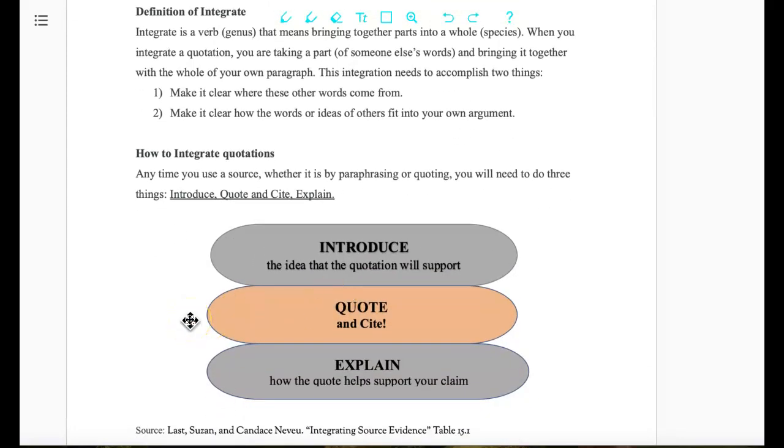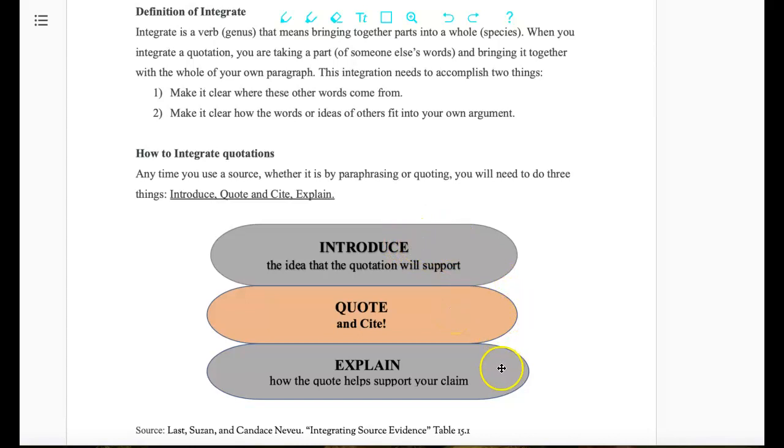Anytime you use a source, whether it is by paraphrasing or quoting, you will need to do three things. Let's think of it as a sandwich. You need to introduce, you need to quote and cite, and then you need to explain. This basic format is what's asked of you by all teachers, whether you're in 9th grade, 10th, 11th, 12th, or even beyond if you go to college. Some people call this the quotation sandwich, and I think that's a handy way to think of it. Here's the top slice, here's the bottom slice, and here's the stuff in the middle.